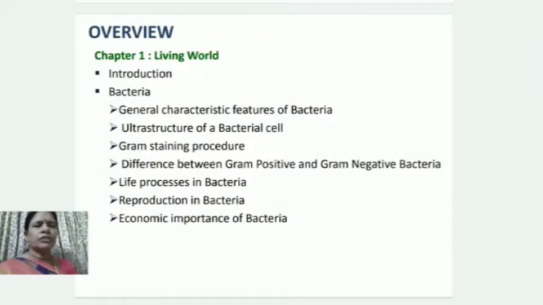General characteristic features of bacteria, ultrastructure of a bacterial cell, gram staining procedures, difference between gram-positive and gram-negative bacteria, life process in bacteria, reproduction in bacteria, and finally we will see about the economic importance of bacteria.